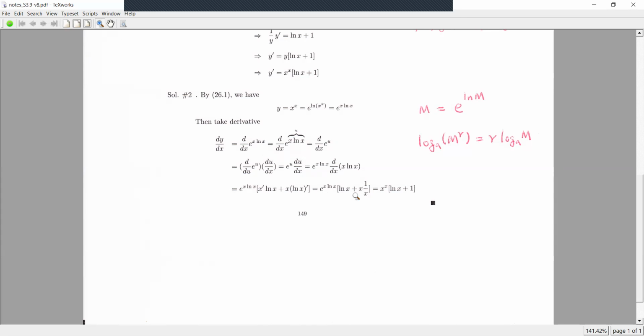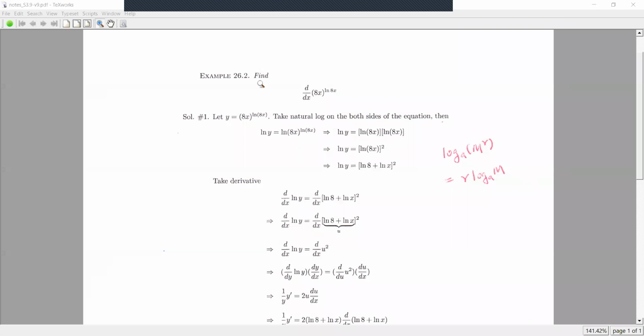Now, simplify this expression. e to x times natural log of x is equal to x to x. So I plug in x to x here. x times 1 over x is 1. This is the result to this example.